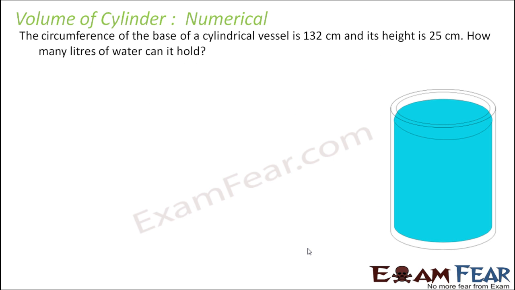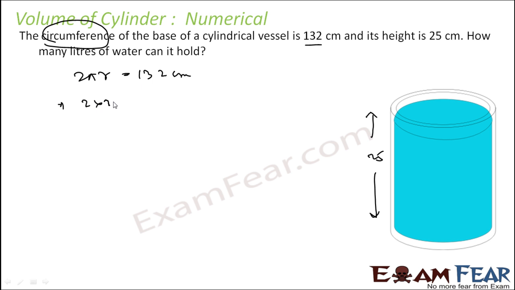The circumference of the base of a cylindrical vessel is given. Please note the circumference is given, the radius is not given. Height is given 25. How many liters of water can it hold? That means we have to just find the volume. The circumference is 2 pi r, and that is given as 132 centimeter. So let's solve 2 into 22 by 7 into r is equal to 132 centimeter. With that, if you solve, r comes out to be 21 centimeter.